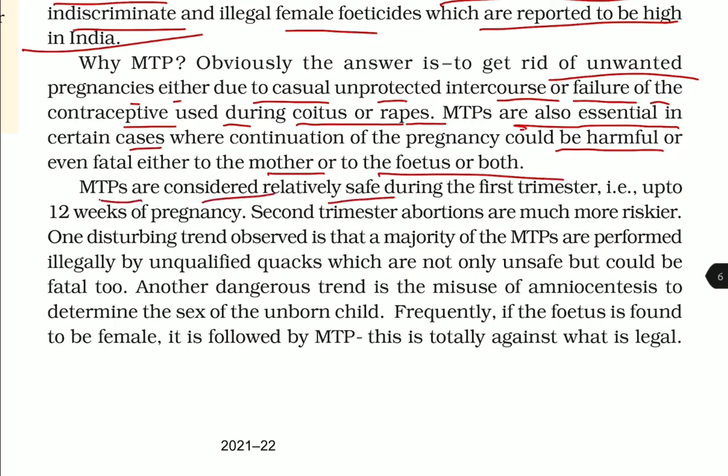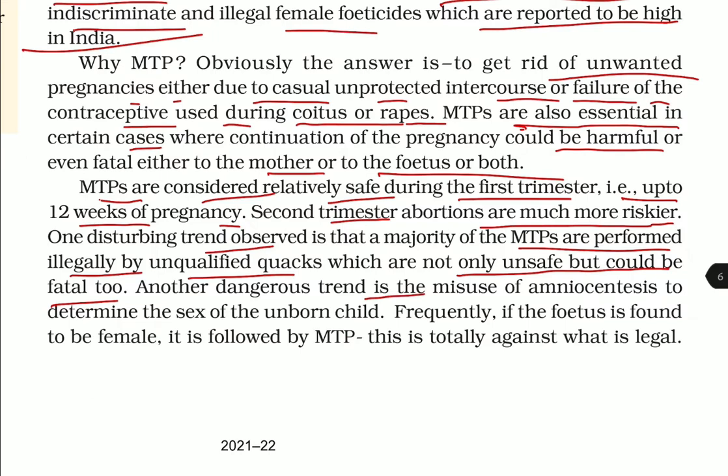MTPs are considered relatively safe during the first trimester, that is up to the 12th week of pregnancy. Second trimester abortions are much riskier. One disturbing trend observed is that a majority of the MTPs are performed illegally by unqualified quacks, which is not only unsafe but could be fatal too.